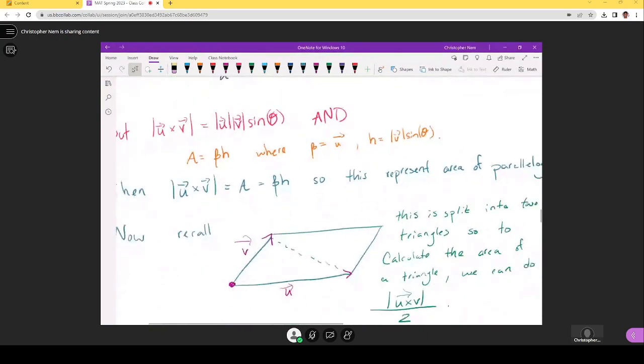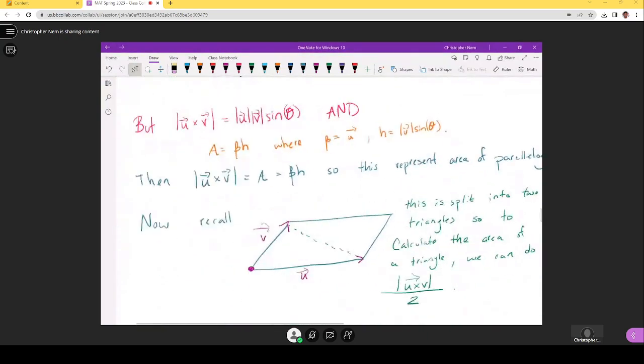And if you wanted to calculate the area of a triangle, similar to a rectangle, I can break the parallelogram up into two triangles. That means the area of a triangle is simply the magnitude of the cross product of u and v, that parallelogram, divided by 2. That is it. All right.